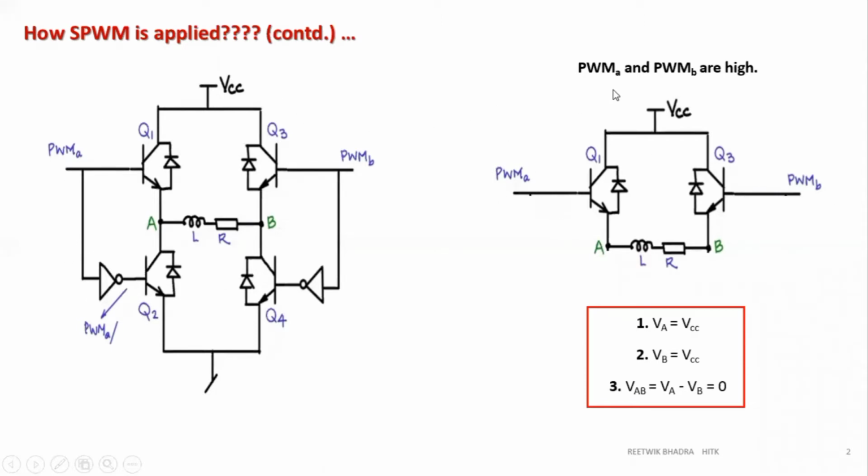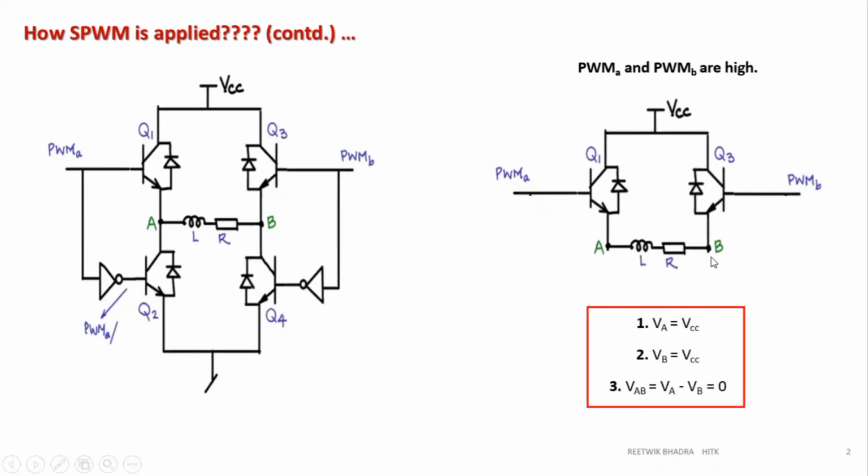This is my main circuit. Then I have realized what my circuit will be when PWM A and PWM B are high. That means my Q1 and Q3 will be on. But since PWM A bar and PWM B bar will be low, Q2 and Q4 will be off. So that's why my whole circuit over here gets simplified into this circuit. So I have used PWM A and PWM B over here, Q1, Q3 on.